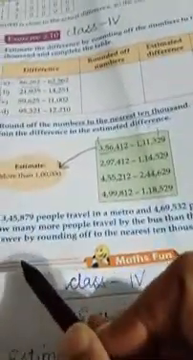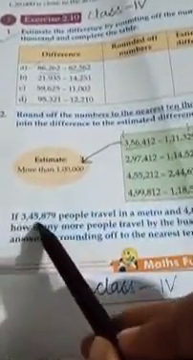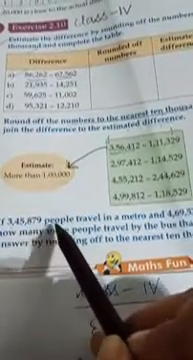Yes. Now see sum number 3. Yes, this sum you will do by yourself. Just listen and understand the statement carefully, how to do this sum. If 3,45,879 people travel in a metro and 4,69,532 people travel by bus. Yes, these many people travel in metro and these many people travel by bus. How many more people travel by the bus?